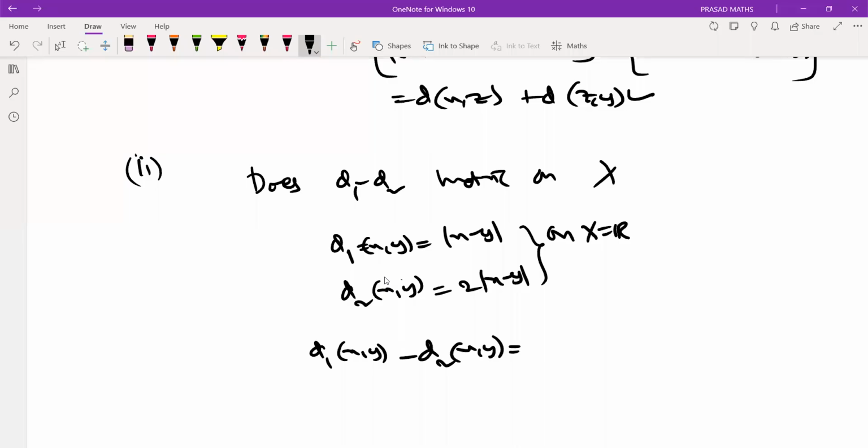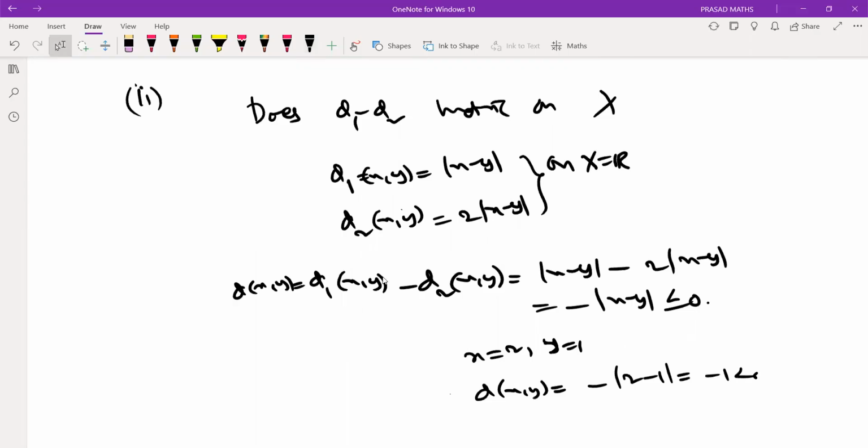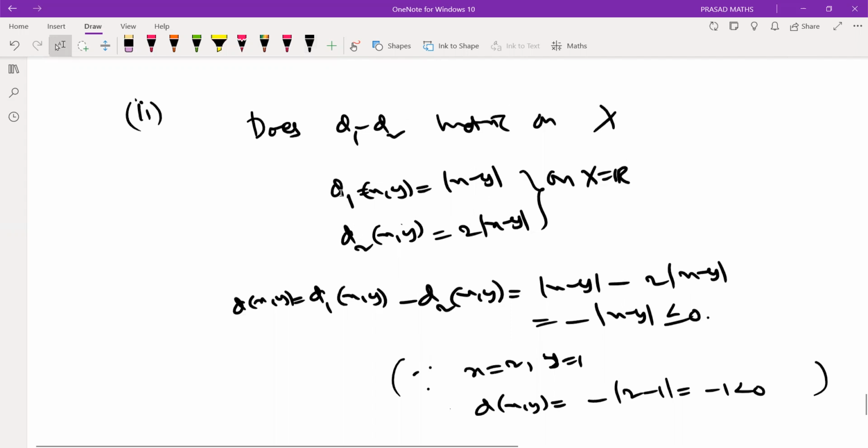d1 minus d2 is equal to mod of x minus y minus 2 into mod of x minus y, which is nothing but minus of mod of x minus y. But whenever it is a metric, d1 minus d2 should not be negative. It should be non-negative. So this is actually less than or equal to 0, so it cannot be a metric. Understand? Suppose I take x equals 2, y equals 1, both real numbers. Then the distance between x, y is minus of mod of 2 minus 1, that is minus 1. This is less than 0. Therefore, it cannot be a metric. So the difference of two metrics may not be a metric.